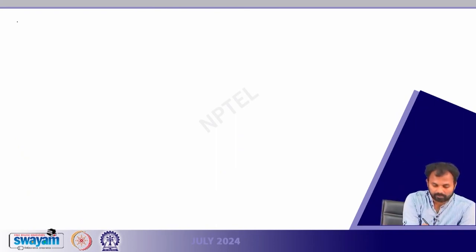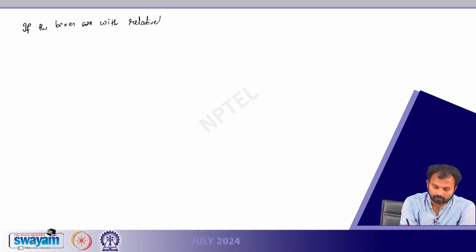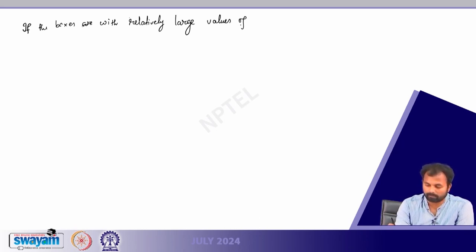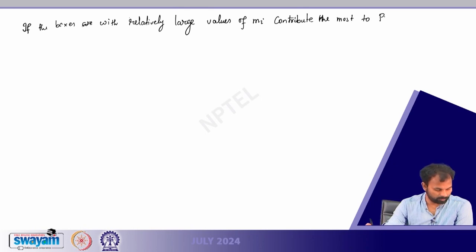Right. If the boxes with relatively large values of M_I contribute the most, note that, so this one is contributing the most to P(q, L) as q is increased.